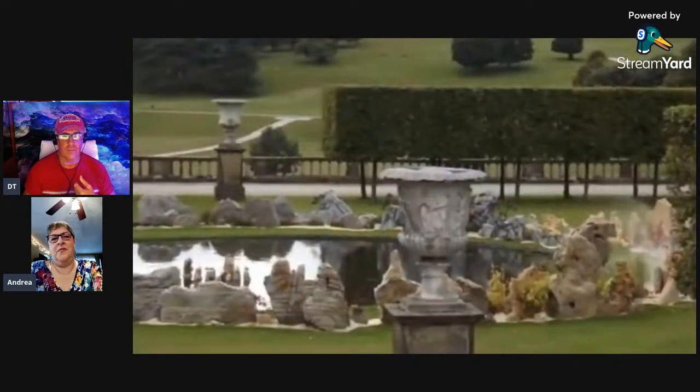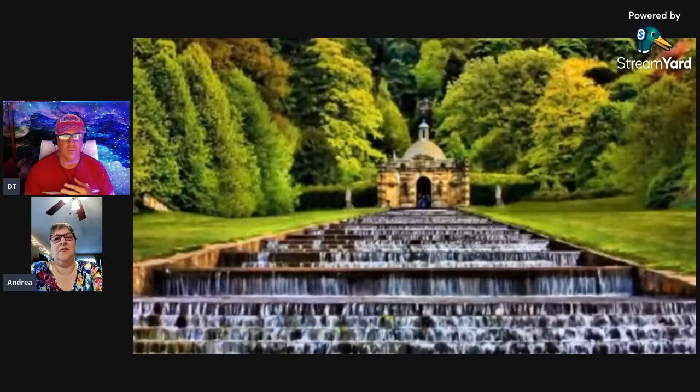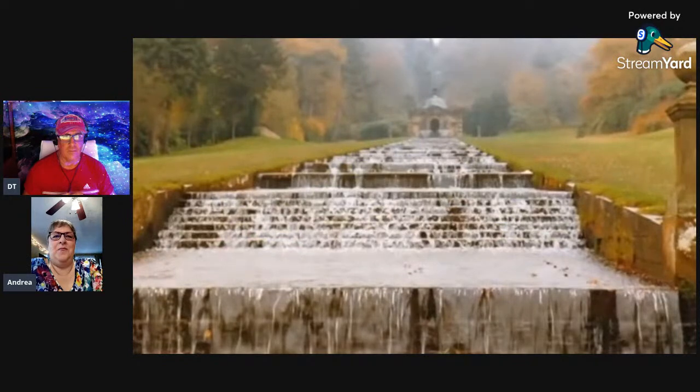But look closer at what they acknowledge. Each step of the cascade is different from the one below and above it to vary the sound of the falling water. This was allegedly built in 1703. Why would an 18th century people be concerned with varying the sound of falling water? How did they even have the knowledge and skills to manipulate the sound of water like this?